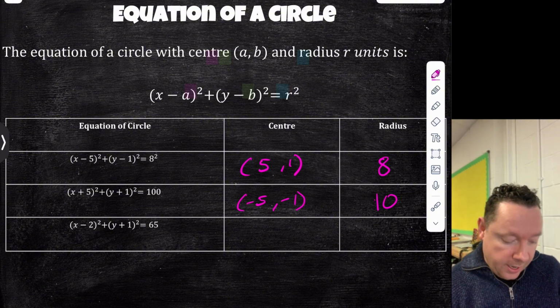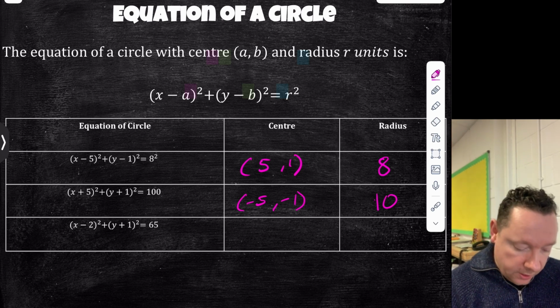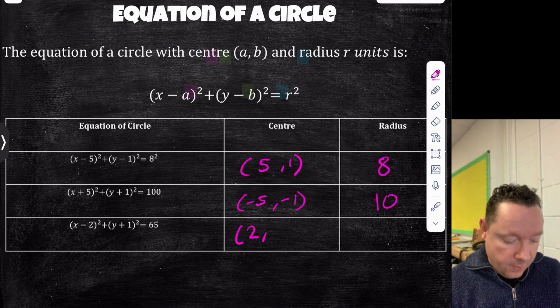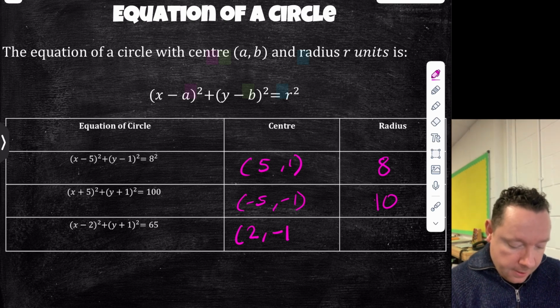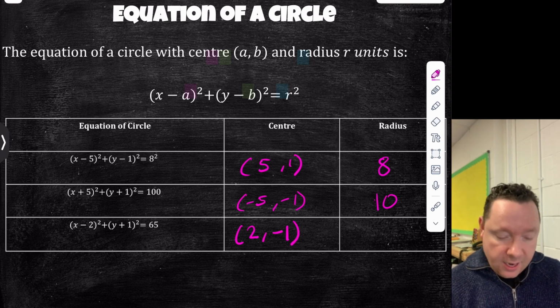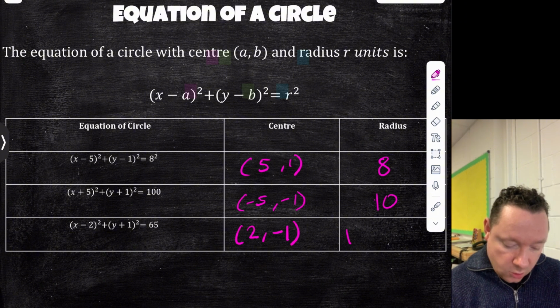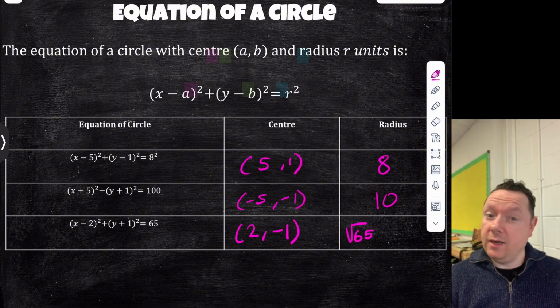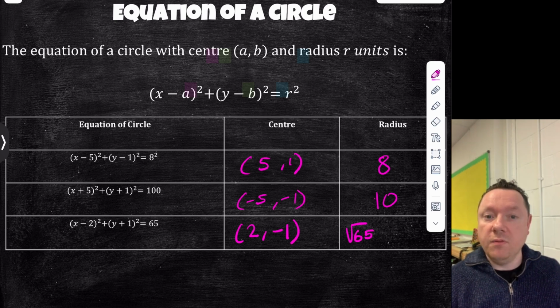And the last one, x minus 2 squared, y plus 1 squared. So I've got x minus 2, it's already in the right form, so it's just 2. Y plus 1, well, I want it to be minus 1 then. And the radius, we've got r squared is 65, so we could write the radius as the square root of 65. We often leave our answers as simplified surds, or if it's a calculator, just work that out.